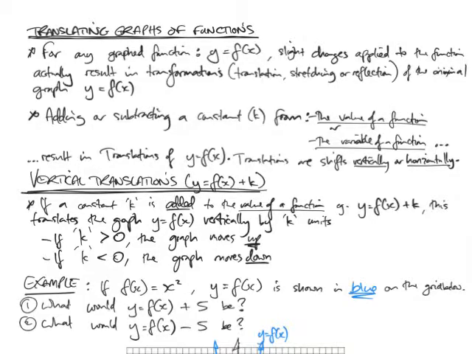So the first thing we're looking at is translation, which is moving up or down. If you add or subtract a constant, which we'll call k for this video, from the value of a function, so if you added or subtracted from this f of x here, plus 2 for example, or take 2, or if you added or subtracted a constant k from the variable, so if you did y is equal to f of, and then in the brackets x plus 2 or x take 2, it's going to result in the translation of the original graph. The translation is a shift vertically or horizontally.